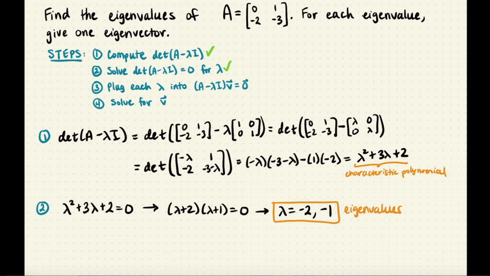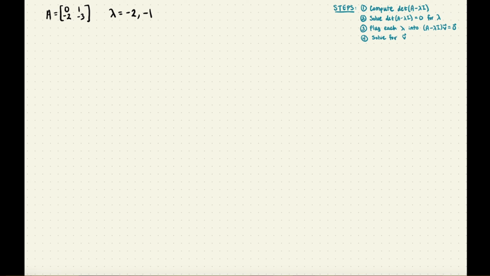Now we want to find our eigenvectors. So I'm going to go ahead and go to the next page here. I've copied our steps up here just so we can remind ourselves what we're doing. We just did steps 1 and 2. And by doing steps 1 and 2, we found that our eigenvalues were -2 and -1. So let's move on to step 3. Now, steps 3 and 4, we're going to repeat for each eigenvalue. So we're going to do step 3 for one of the eigenvalues and then step 4. And then we go back and do steps 3 and 4 again for the next eigenvalue.